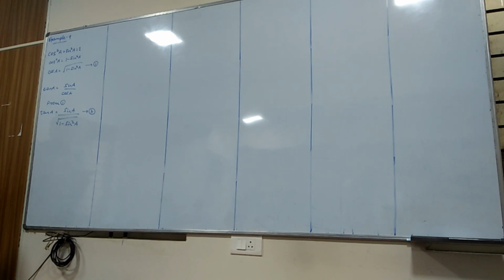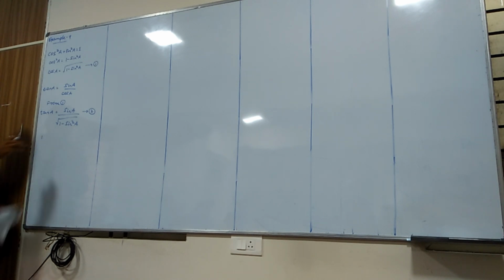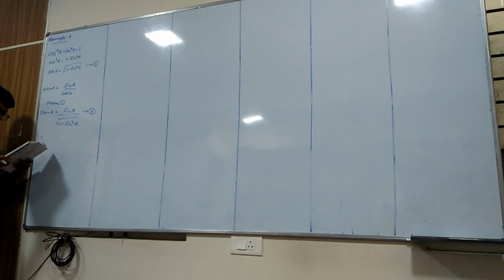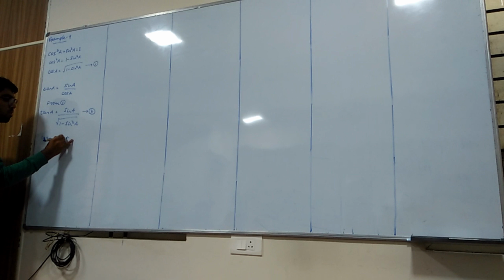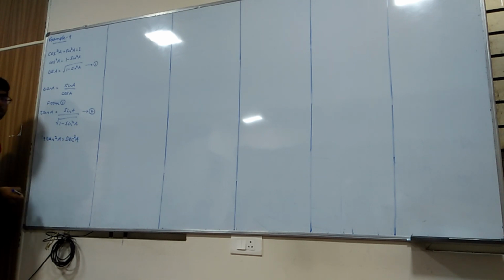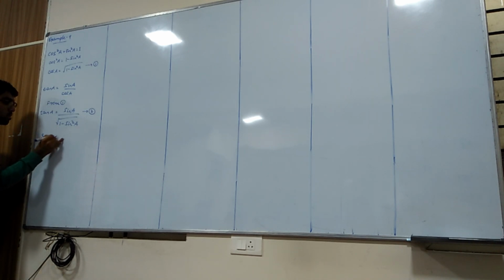Next we have secant. We know that 1 plus tan square A is equal to secant square A, right? Or rather, I will make it much simpler. How can I write secant? Secant is equal to 1 by cos.